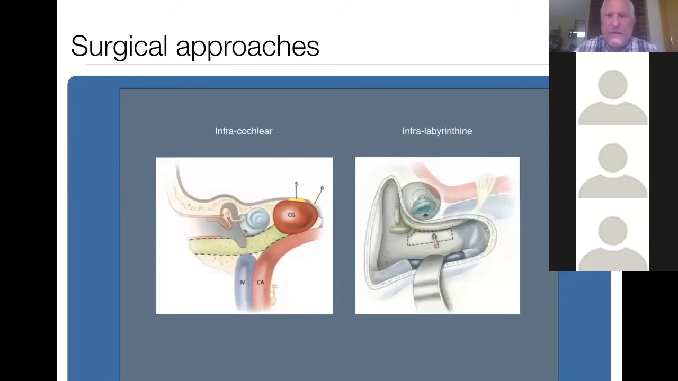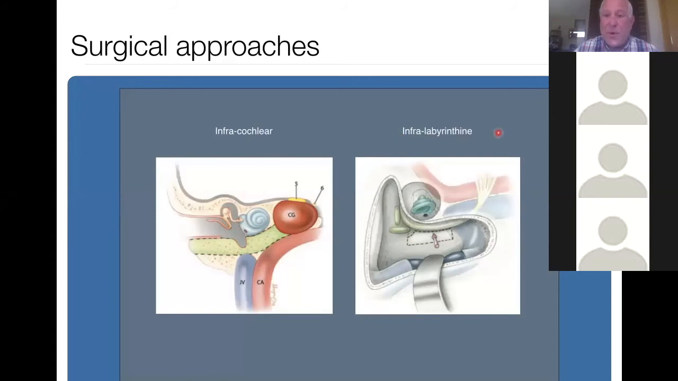So here we have two real simple drawings. The infra-cochlear, so here's our cochlea, and we're going infra-cochlear, below the cochlea, to get to the cholesterol granuloma. Most importantly, in this approach, which is done transcanal, the jugular vein and the carotid artery are the most important structures that we need to pay attention to.